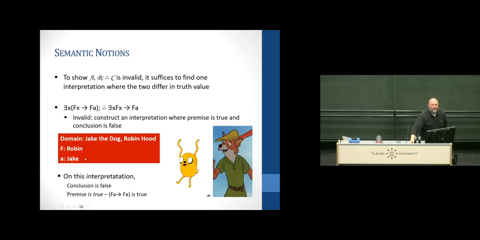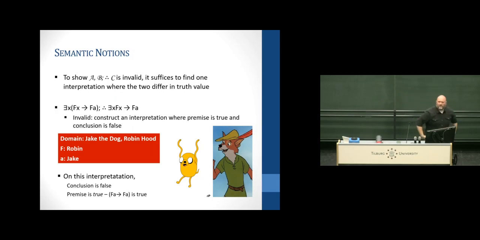Okay. Now note, our conclusion here is false. Our antecedent is true. There's at least one thing that's an F. Robin. So antecedent's true. Is our consequent true or false? Is the thing named by A in the extension of F? Is Jake on this interpretation an F? No, right? He's not on that list. Antecedent's true, consequent false, conditional is false. Our conclusion on this interpretation is false.